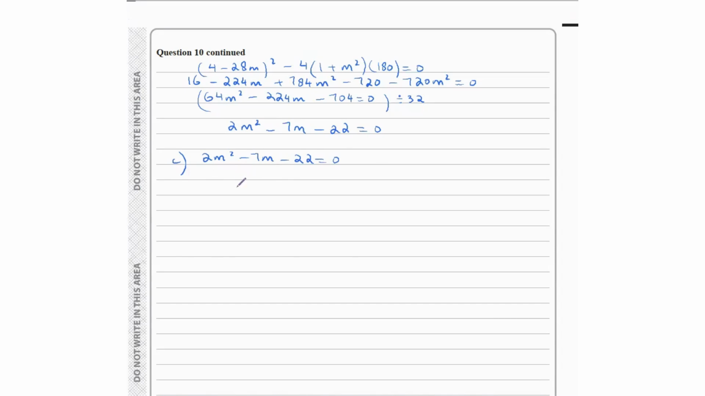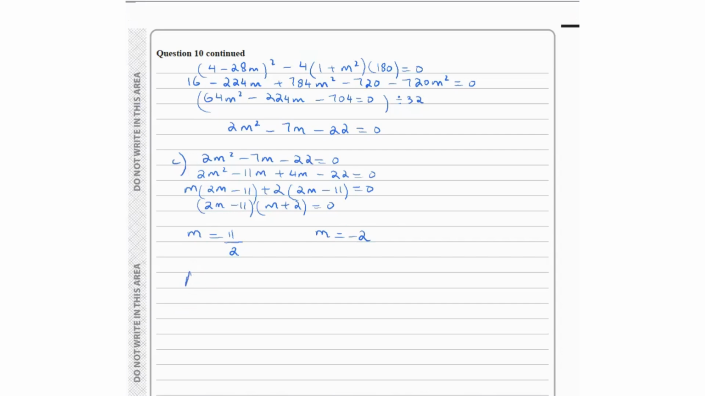2 times 22 is 44. Factors of 44 that we can use to replace 7 are going to be 11 and 4. So 2m squared minus 11m plus 4m minus 22 equals 0. m is common, so m(2m minus 11) plus 2(2m minus 11). So (2m minus 11) times (m plus 2). So one value of m is 11 over 2 and the other is negative 2. These two different values of m are going to help us in finding the possible values of P.